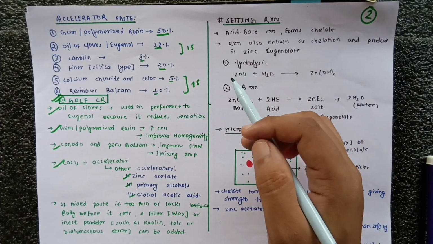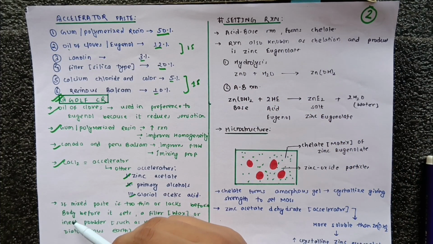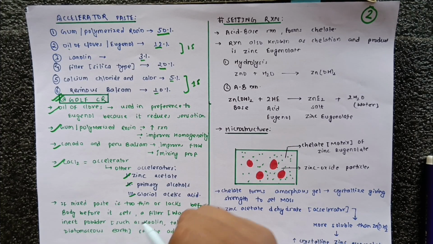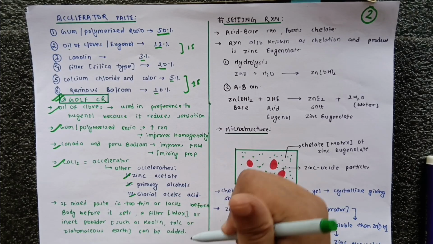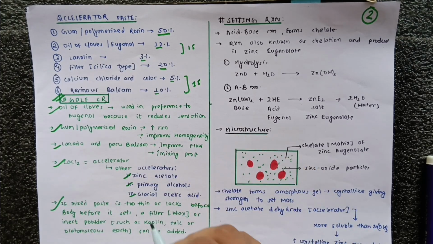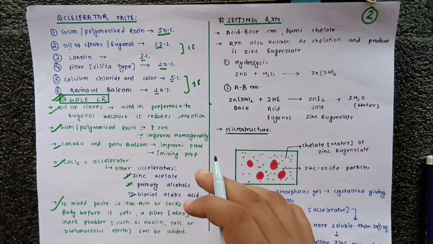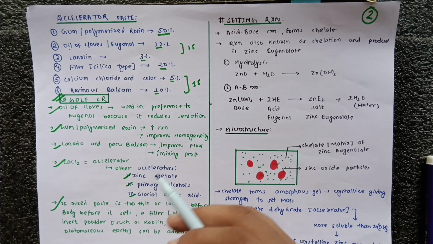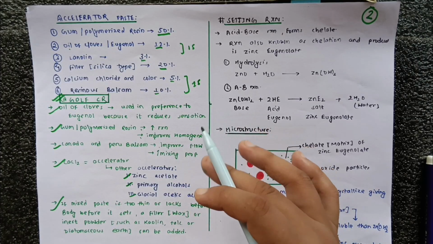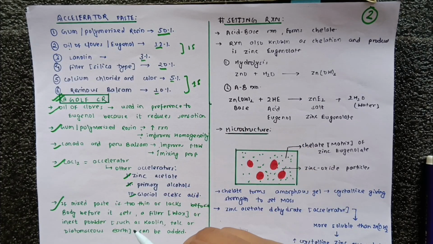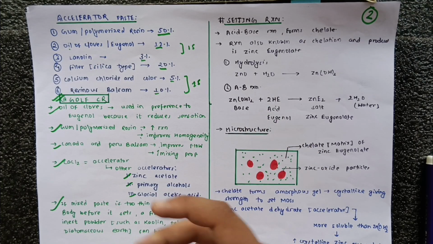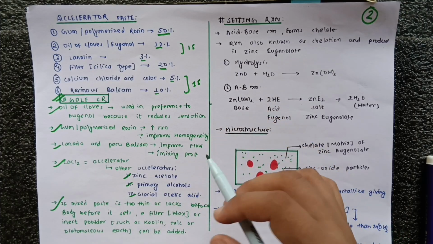acetic acid. After that, the last point, as I mentioned here: if the mixed paste is too thin or lacks body before it sets, a filler, wax, or inert powder such as kaolin, talc, or diatomaceous earth can be added. The point tells us that in the case of lacking body, or when it is too thin and does not have proper stability or body, we can use a filler, as it gives strength to the matrix of the set material.